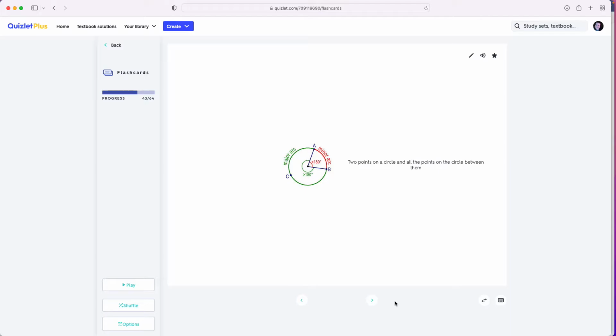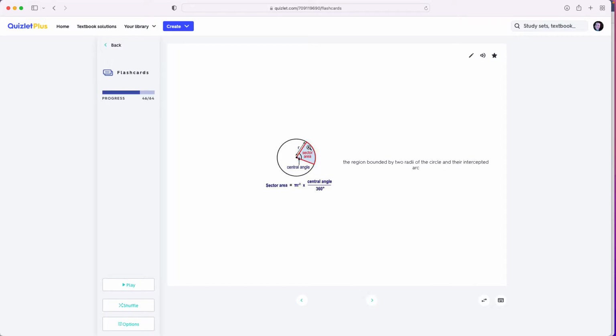2 points on a circle and all the points on the circle between them is an arc. See, this is an arc right here, but this is also an arc here. It just has to be points between 2 points on the circumference of the circle. The minor arc is the smaller of the 2 arcs. And the major arc is the larger of the 2 arcs.